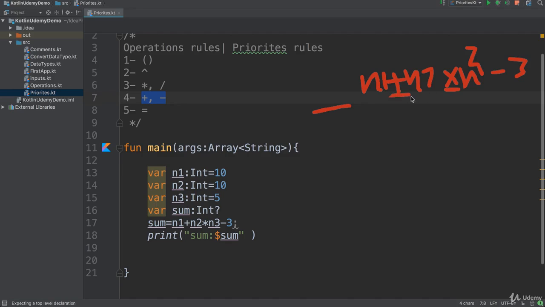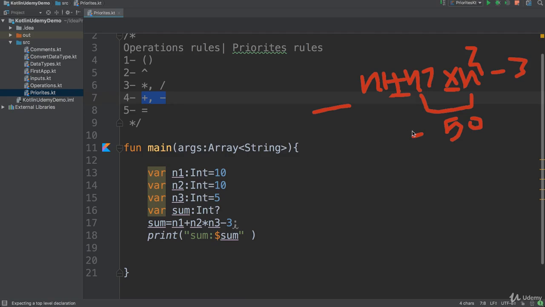He sees multiplication has higher priority. According to this, does addition have higher priority than multiplication? No, multiplication has higher priority. That means multiplication will run first. So he will run the multiplication of these two first. That means he will multiply 10 by 5, which is 15. Is that right?